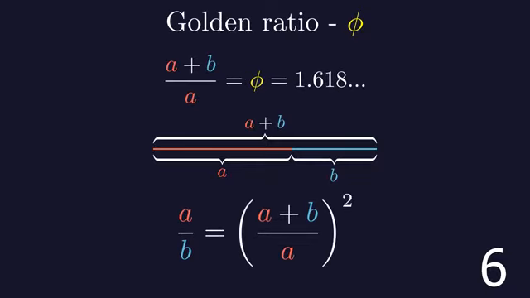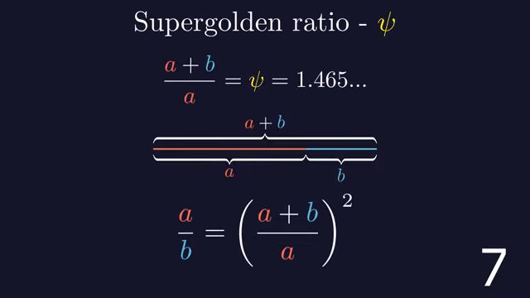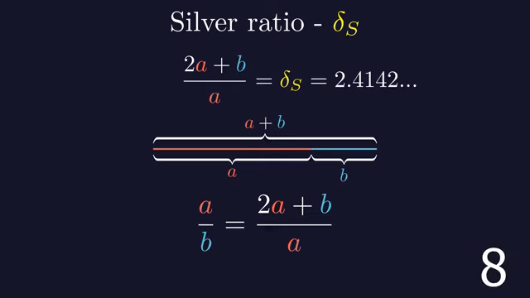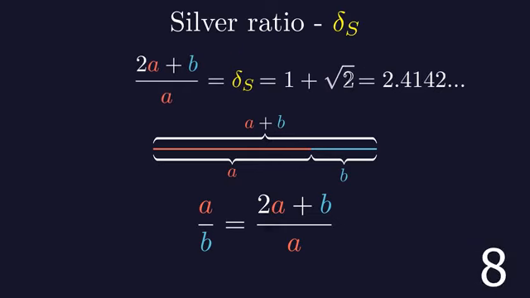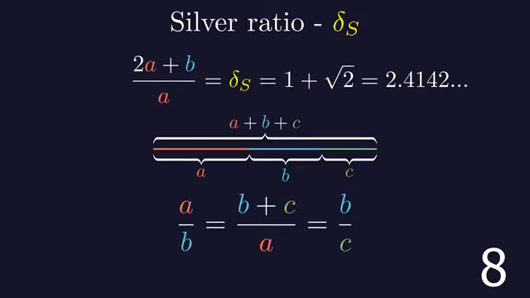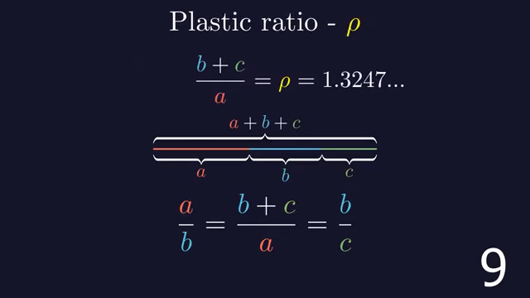Squaring this part gives us the super golden ratio, approximately 1.46. On the other hand, if the ratio of a to b is equal to the ratio of 2a plus b to a, we get the silver ratio, around 2.41, exactly equal to 1 plus the square root of 2. For three numbers connected by this ratio, we have the plastic ratio, approximately 1.32.